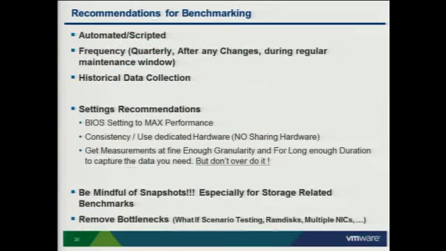See if you can put a RAM disk or something there to get the storage out of the way, just to see where the next bottleneck is. So this is great for what-if scenario testing.